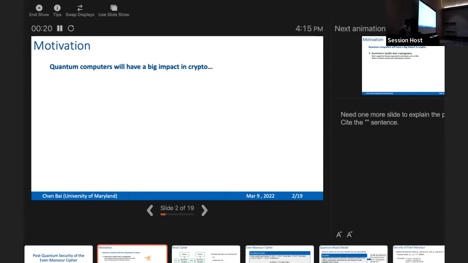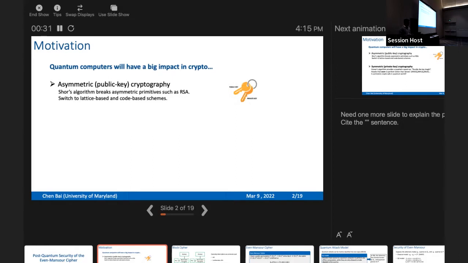As we know, quantum computers will have a big impact in crypto, and many commonly used crypto systems will be completely broken once large quantum computers exist. In asymmetric cryptography, which uses a public key to encrypt data and a different, private key to decrypt data, since Shor's algorithm can solve the factoring problem in polynomial time, many asymmetric primitives such as RSA and Diffie-Hellman, which are based on the hardness of such problems, are totally insecure in the quantum world. And moreover, it seems feasible for a malicious attacker to simply store all the encrypted data until it has access to a quantum computer. So switching to lattice-based and code-based schemes is also very important.